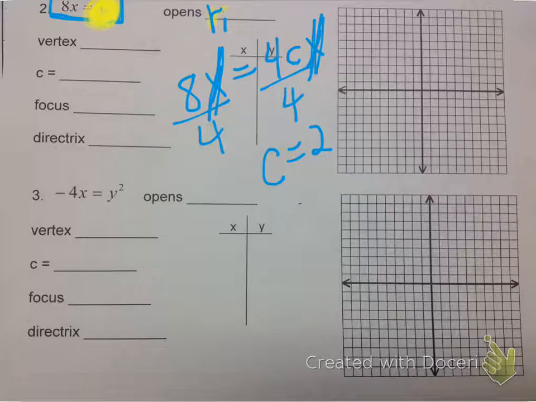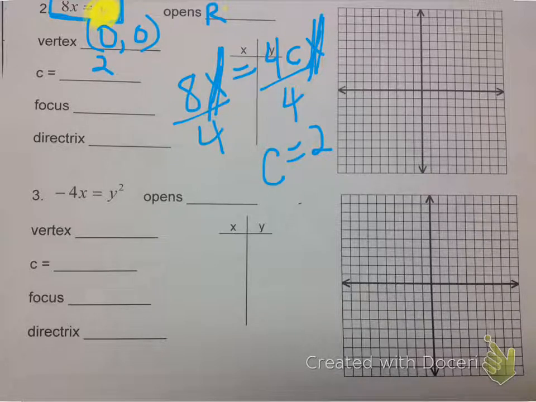My program's not working too good with me right here. All right, it opens to the right. You guys are just going to have to trust me. And the vertex, of course, is at (0, 0). And c, let me put an R there. How's that? It opens to the right. Okay, so c is 2.